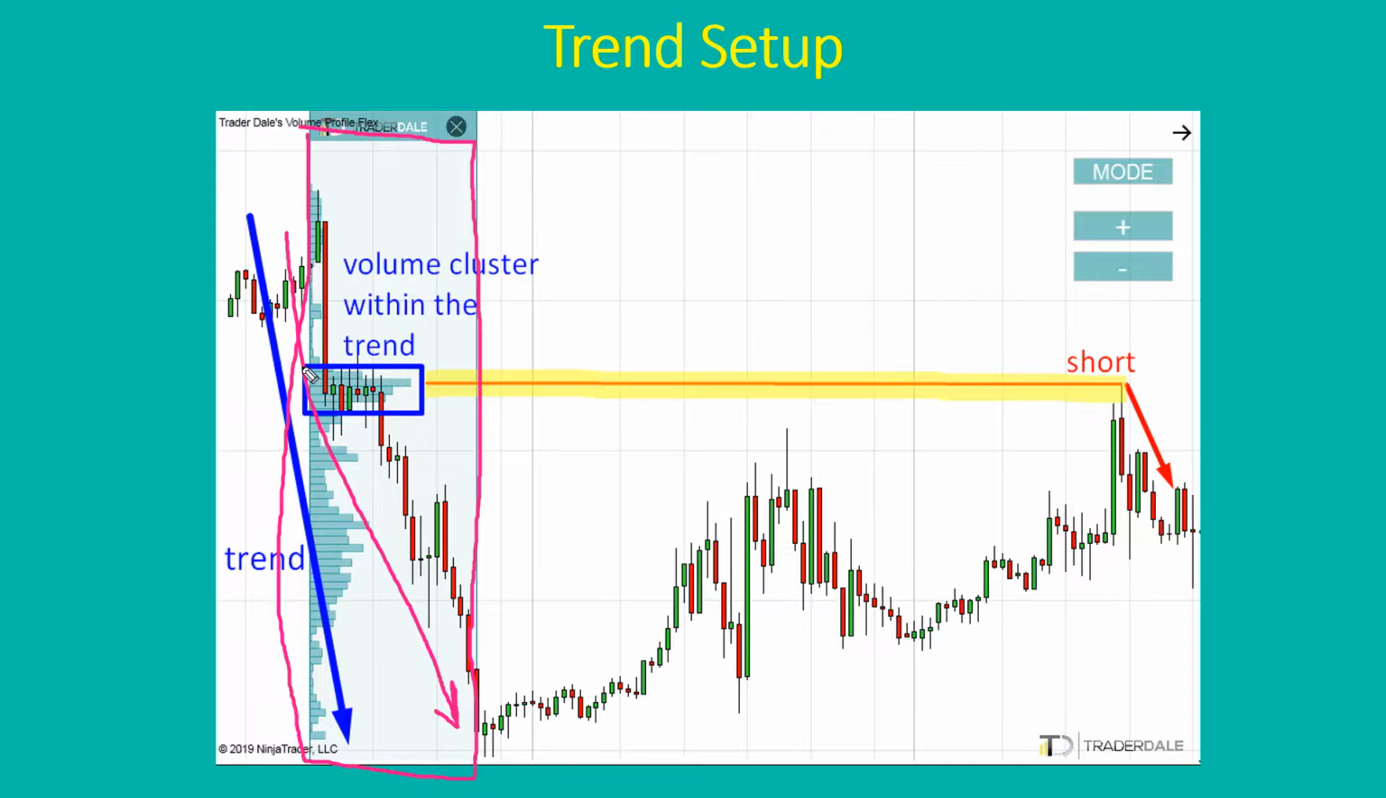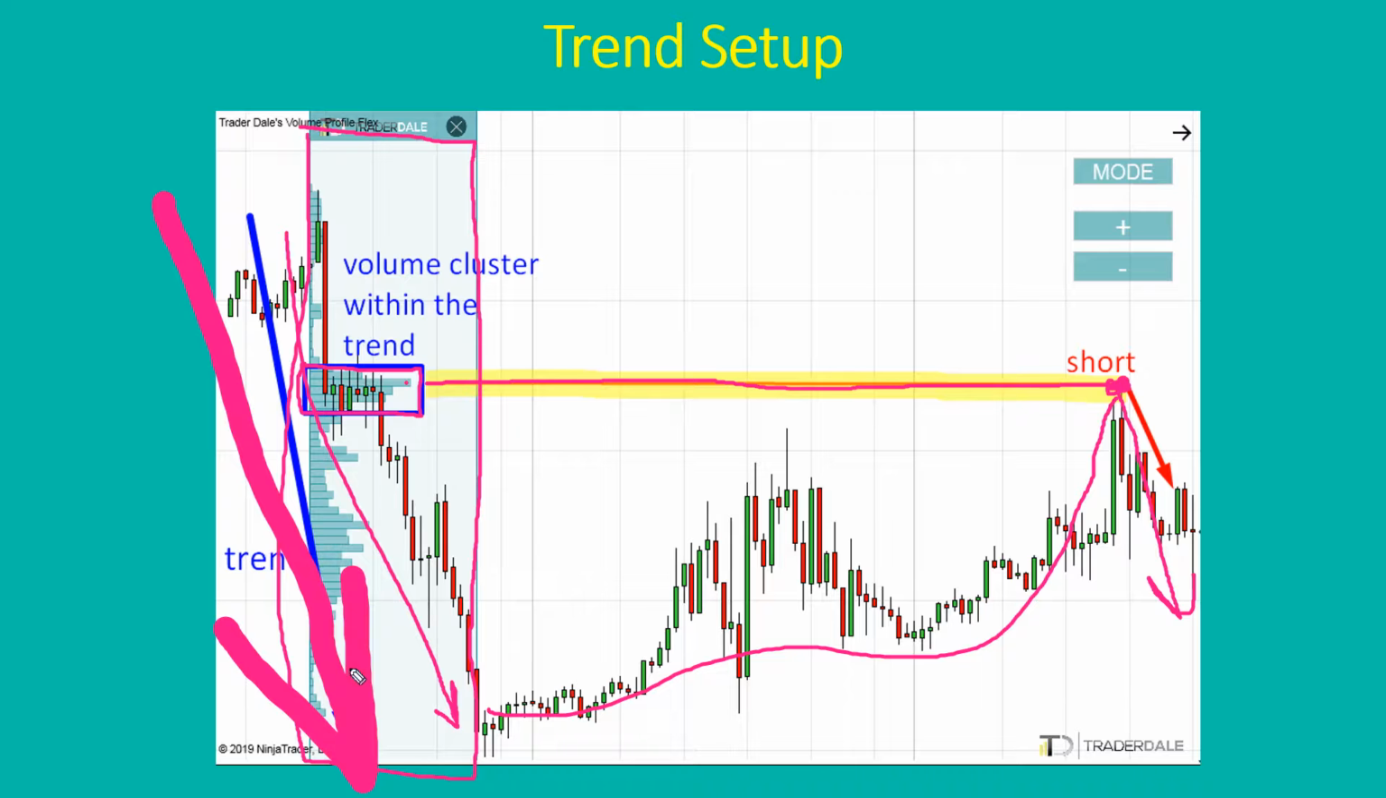I identified the most significant volume cluster, which was in here, and the heaviest volumes within the volume cluster were right there. This is the point of control of this volume cluster, or of this whole trend area actually. So what you do is you draw a line, wait for pullback. When the price hits this level, you enter in a direction of the trend. In this case, it was a downtrend, so you'll be entering a short.